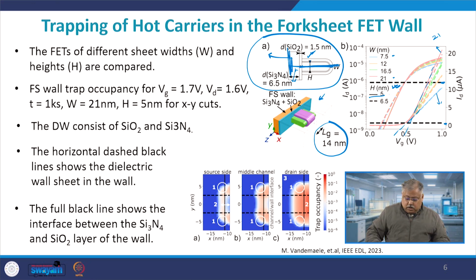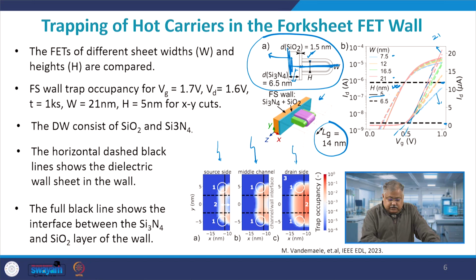Now if you look at the source side, the middle of the channel, and the drain side, and you try to see the trap occupancy, as you move more towards the drain side, the trap occupancy actually starts to shoot up drastically higher. Why?